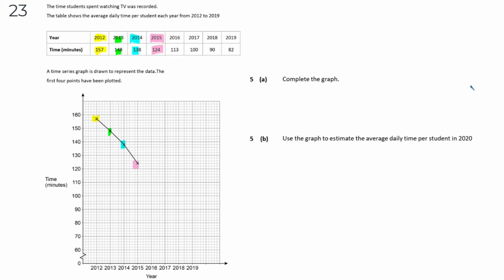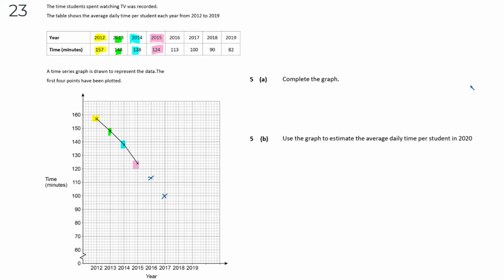Okay, so 2016 on my scale, I've got to put a mark at 113. So I'm going to come up like 1.5 little squares above 110 to mark 113. So it's going to be there. Okay, and then the next one along, 2017, is at 100. That should be fairly easy to plot. It's just on the whole line.